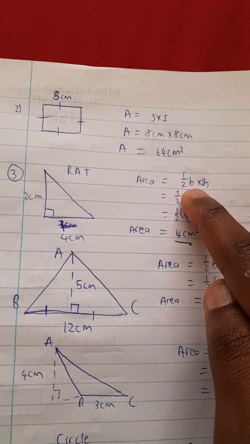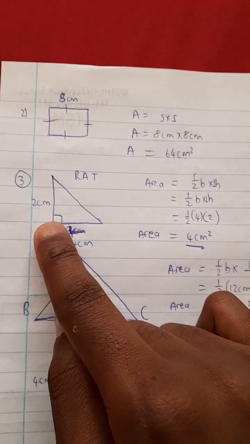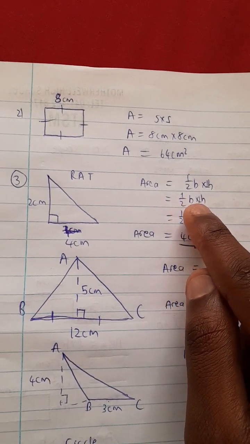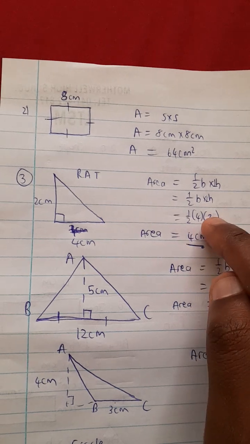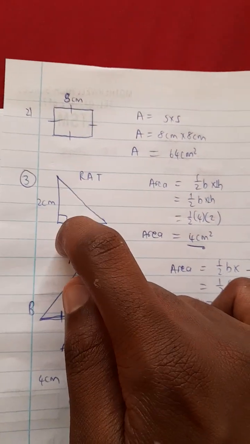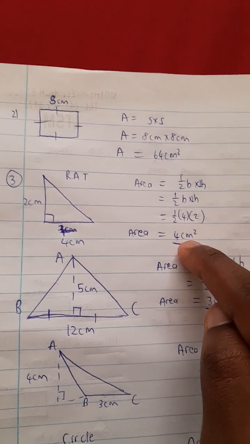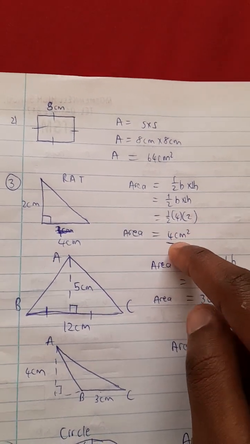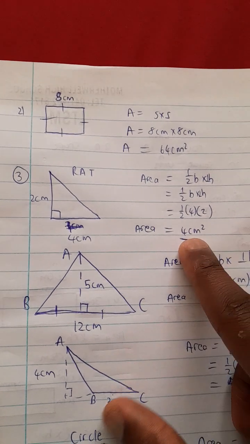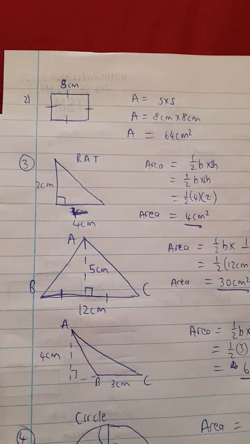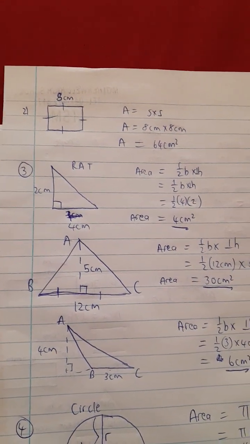The base is at the foot of the height, so the foot of the height is 4 centimeters. So we're going to substitute half base, 4 centimeters, times the height, which is 2 centimeters. So then if we multiply that, we get area, which is 4 centimeter squared. Simple, straightforward, nothing much to it. It's a matter of knowing where the base is. It's at the foot of the perpendicular height. So that's how it goes.